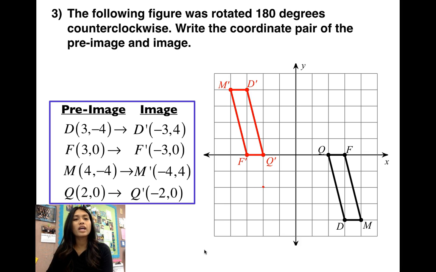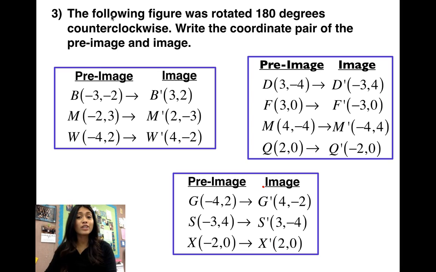So now that we've done 3 examples, let's take a closer look at the ordered pairs and see if we can identify what that pattern actually is when figures are rotated 180 degrees counterclockwise. I hope that you recognized a pattern. Notice what originally was a -3 became a +3. What was originally a -2 became a +2. Now, was this true for all the other ordered pairs?